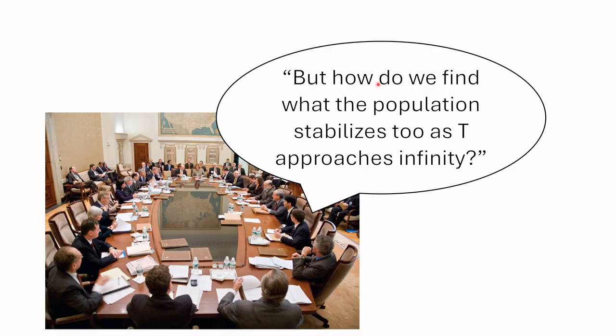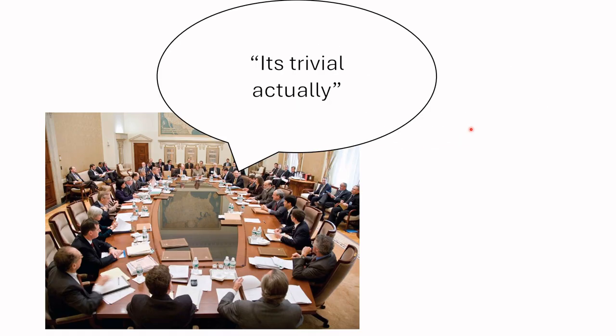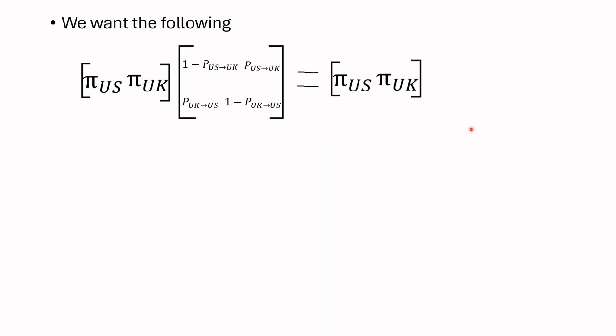And this dude's asking, how do we find what the population stabilizes to as t approaches infinity? And here t would be the number of years. And this dude is like, hey, that's actually trivial. That's not hard to get. So this is what we want, actually.